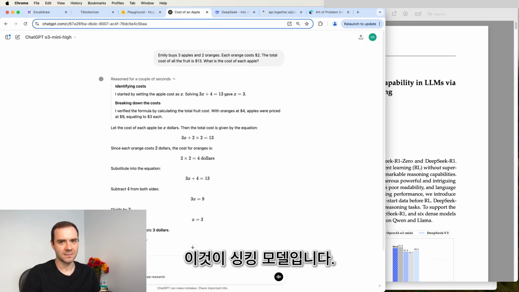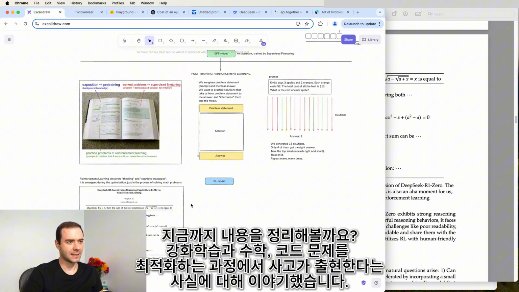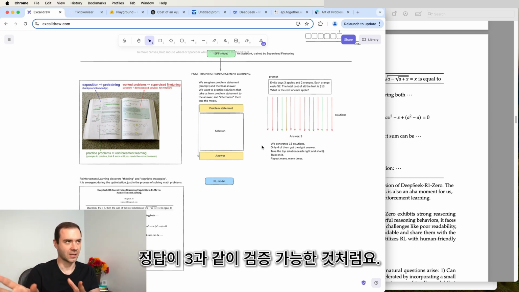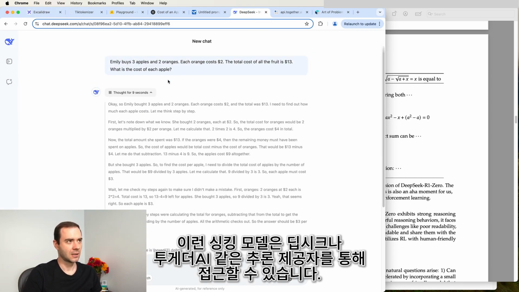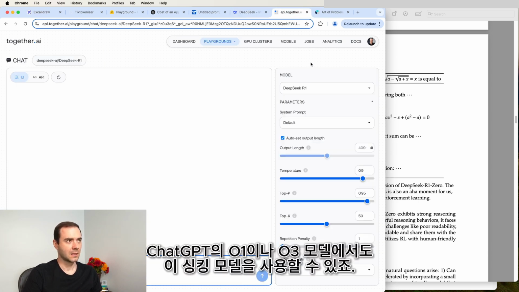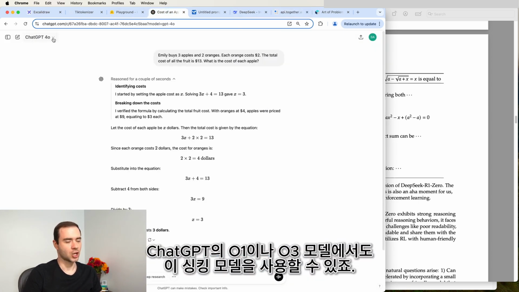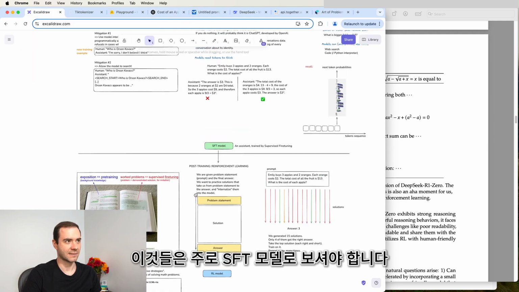So that's thinking models. So what is the summary so far? Well, we've talked about reinforcement learning and the fact that thinking emerges in the process of the optimization when we run RL on many math and code problems that have verifiable solutions. So there's an answer, 3, etc. Now, these thinking models you can access in, for example, DeepSeek or any inference provider like together.ai, choosing DeepSeek over there. These thinking models are also available in ChatGPT under any of the O1 or O3 models. But these GPT-4o models, etc., they're not thinking models. You should think of them as mostly SFT models.